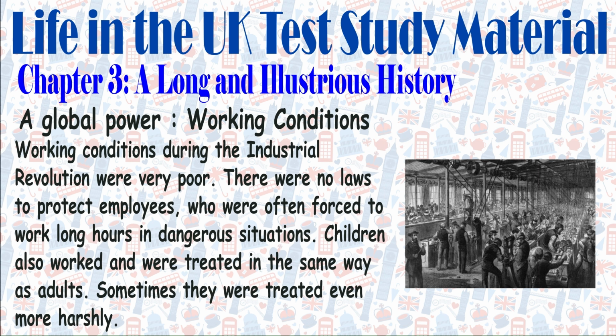Working conditions during the Industrial Revolution were very poor. There were no laws to protect employees, who were often forced to work long hours in dangerous situations. Children also worked and were treated in the same way as adults. Sometimes they were treated even more harshly.